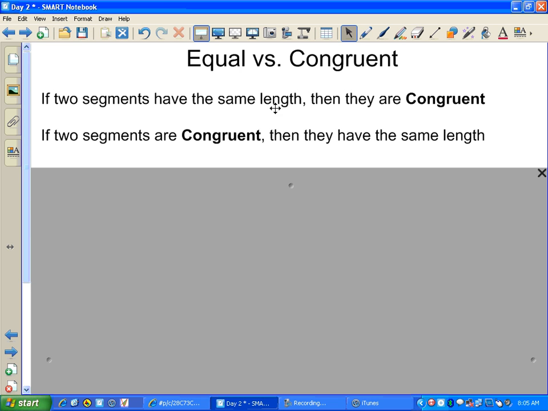If you're starting with measurements that are the same, then you can say they're congruent. If you're starting with congruent, you can say they have the same length. I'm talking about segments here, but this is going to apply to many, many different things. Anytime you have measurements, measurements are equal. Okay, so when I say equal, I have to be talking about measurements.